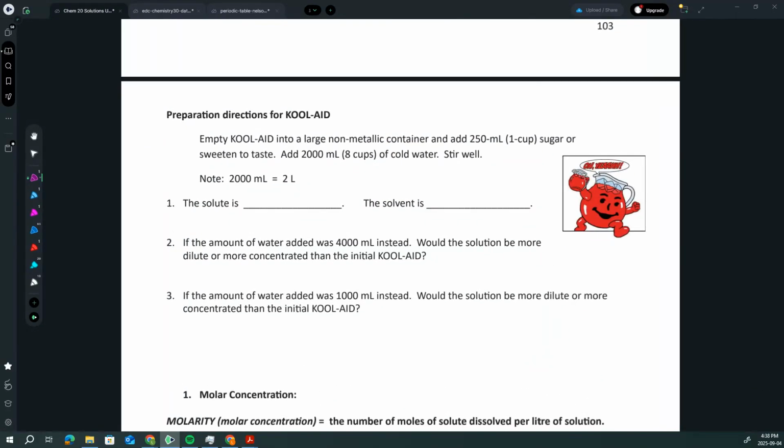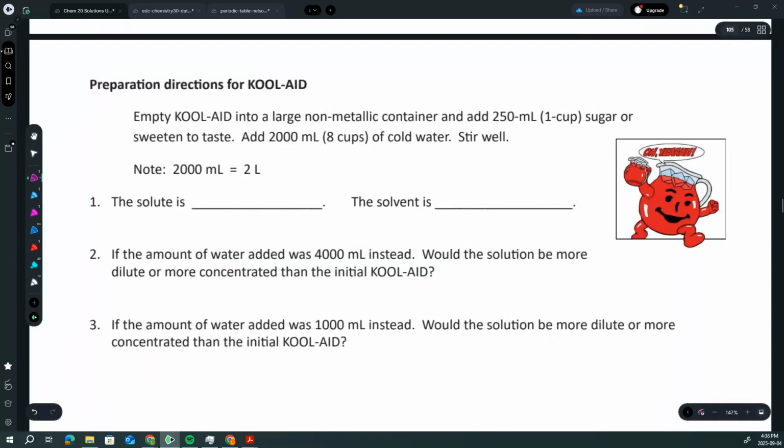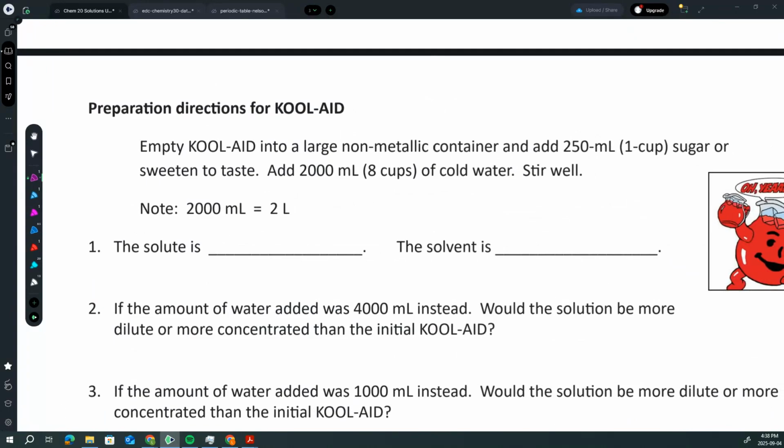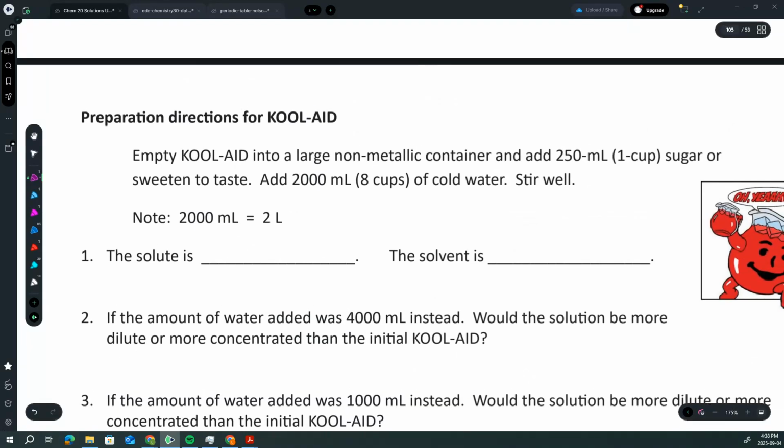In this next section here, they're giving us some directions to prepare some Kool-Aid. It says empty Kool-Aid into a large non-metallic container and add 250 milliliters or 1 cup of sugar to sweeten to taste. Add 2,000 milliliters, which is 8 cups of cold water, and then stir well. So we're asked, okay, what is the solute? What is the solvent? Remember that the solute is just what you have less of. In this case, I'm going to make some adjustments here. Instead of sugar, we should just call this Kool-Aid powder to make this make more sense.